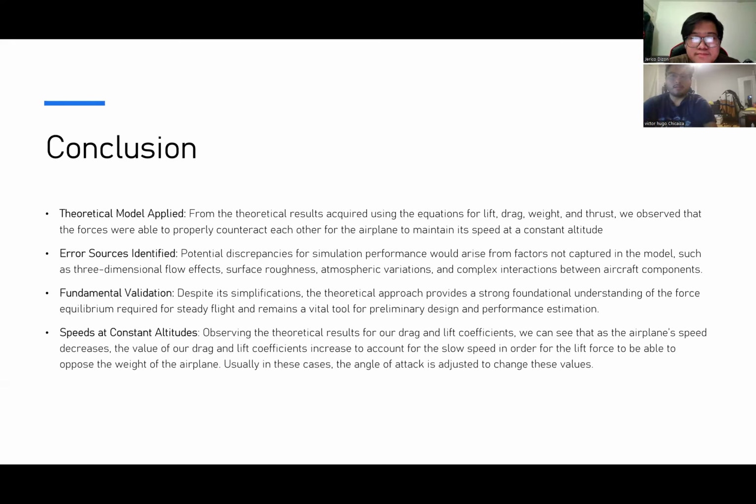Even with the simplifications, the theoretical approach is still extremely valuable, which gives us a strong foundational understanding of the forces at equilibrium needed for steady flight and serves as a reliable starting point for early design and performance estimation.